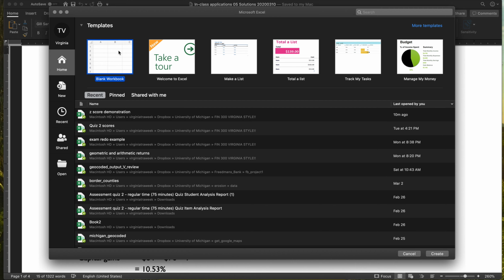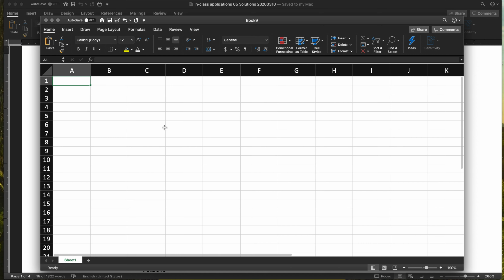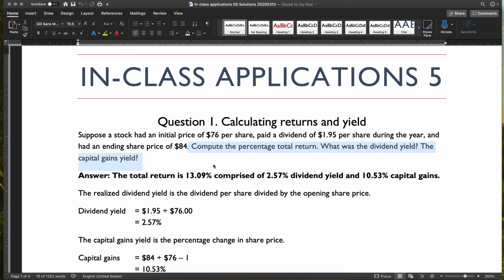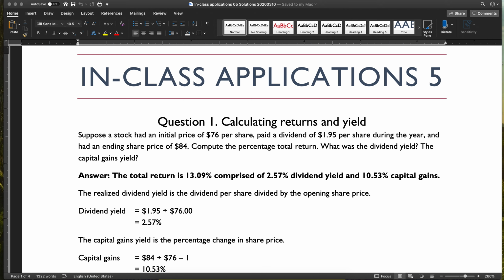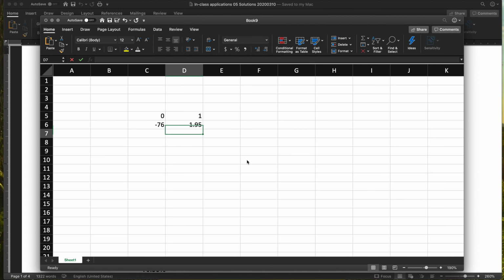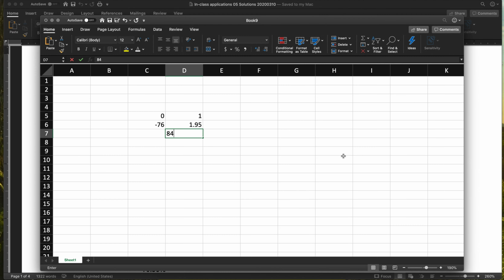All right, the first thing that a lot of people ask me is just, I don't know where to start. And my answer to you is, if you're not sure where to start, draw a timeline and then go from there. So we bought the stock for $76. We got a dividend of $1.95, and we sold it for $84. And the question is, what's the total return here?